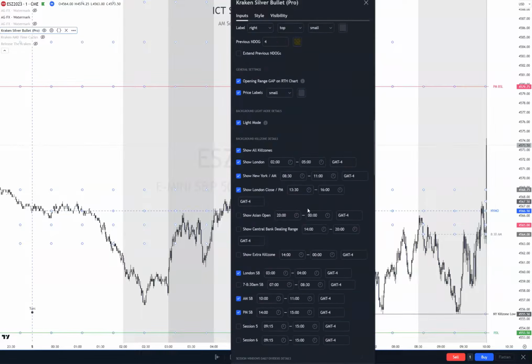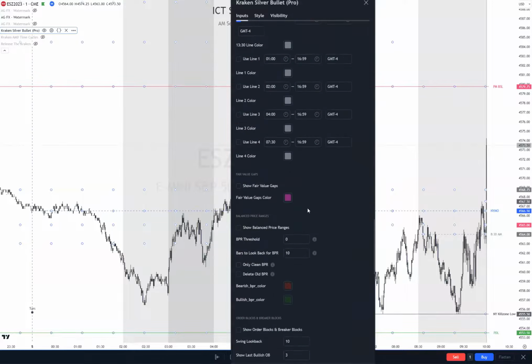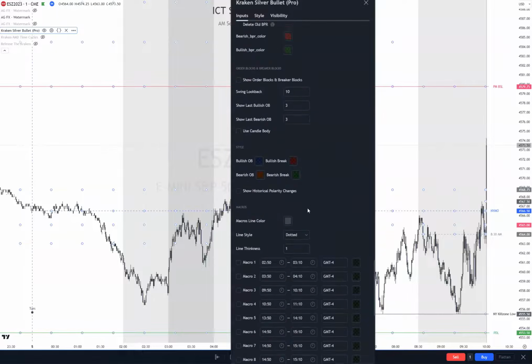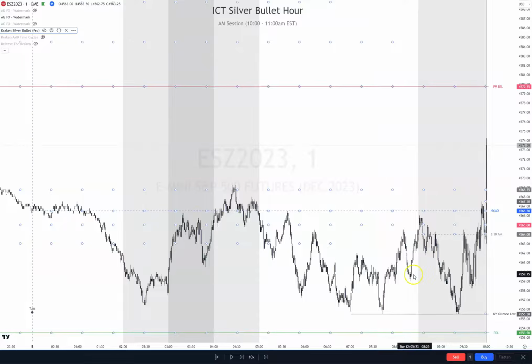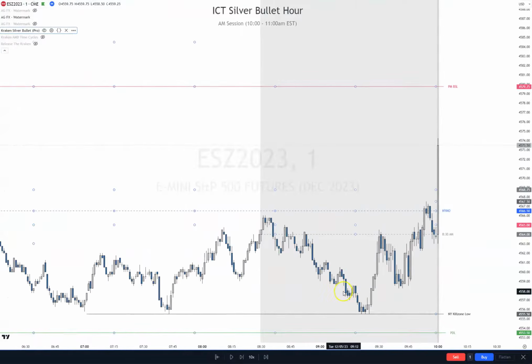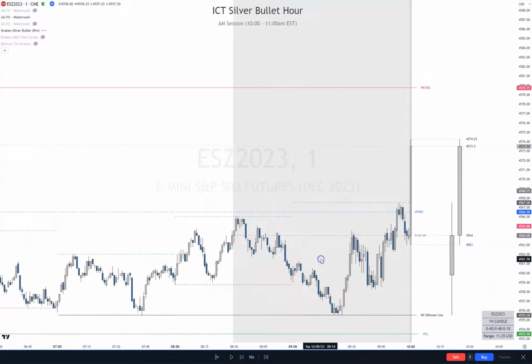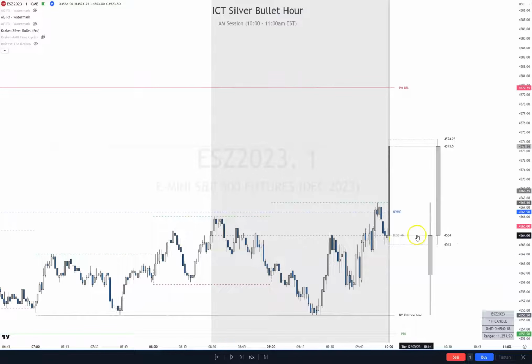Let's also turn on, just for fun, let's go all the way to the bottom here and turn on the power of 3 candle. Let's show everything here. Move this over, okay? So what is this doing? This is showing the last hourly candle, and then it's going to show the high and the low, and then the opening of this new hour candle.